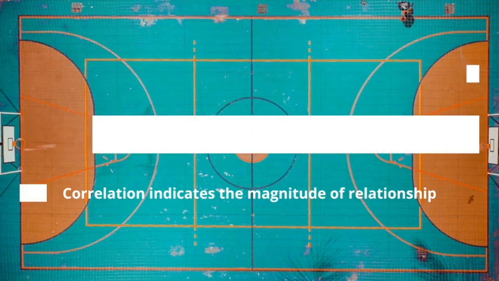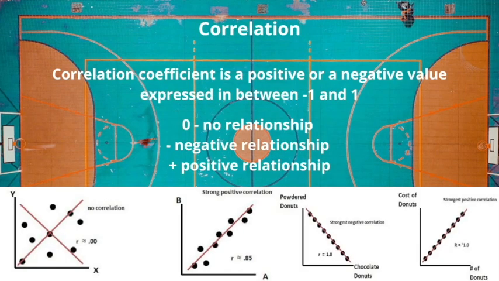So what we can use to describe this magnitude of relationship is something called the correlation coefficient, and it's a positive or a negative value expressed in between -1 and 1. So for example, if it is -1, it's a negative relationship. If it goes closer to 0, it means there's no relationship and it's more random. And if it goes to +1, it's a positive relationship. So some examples here at the bottom.